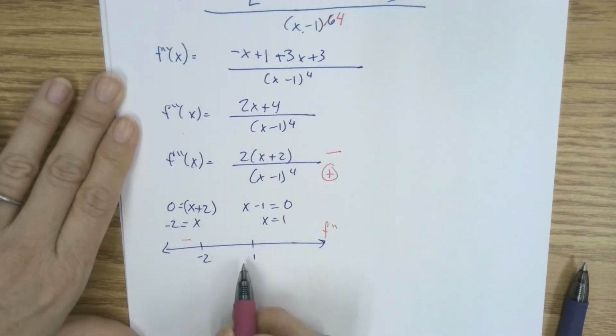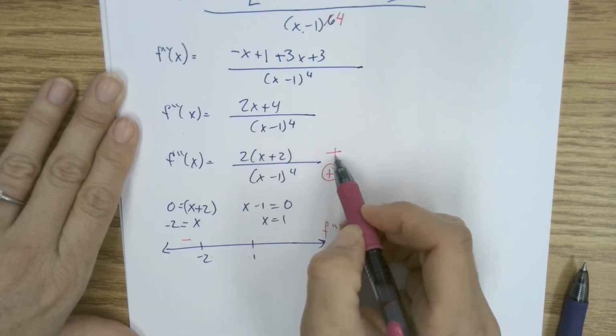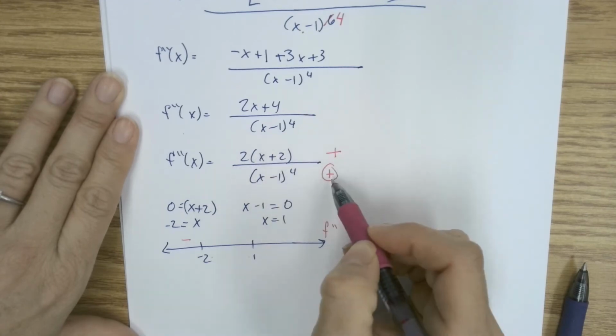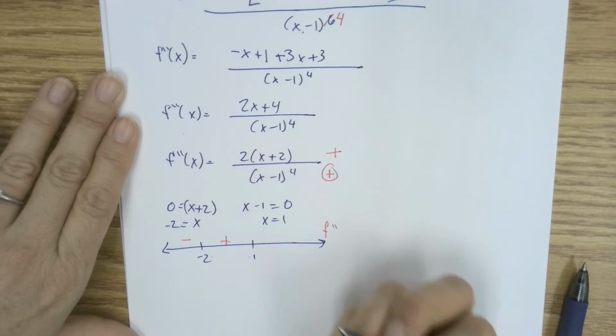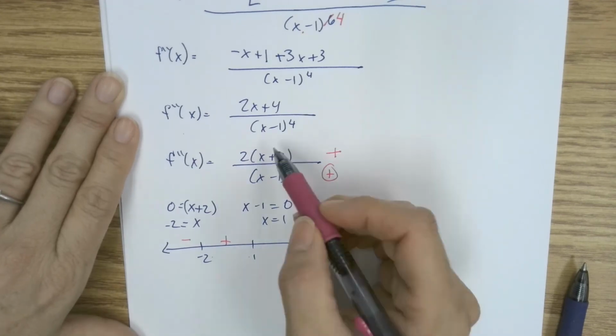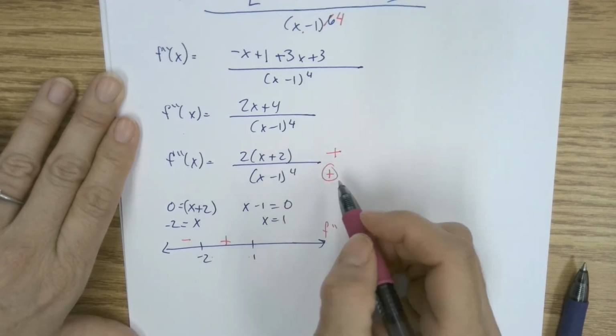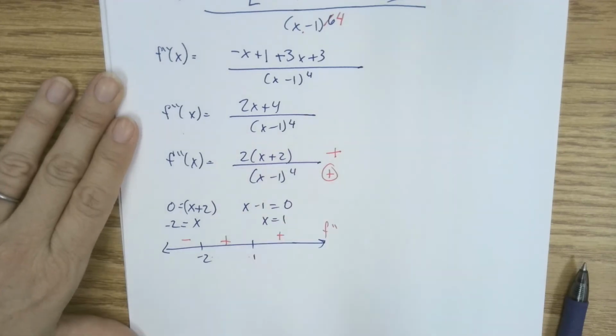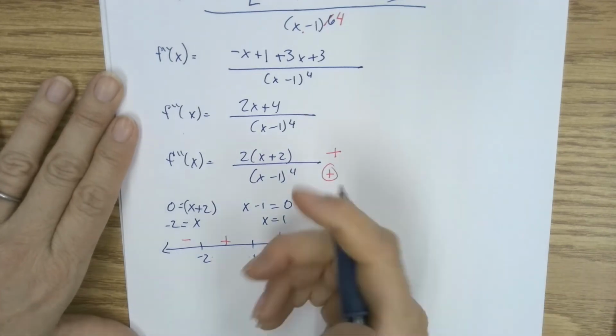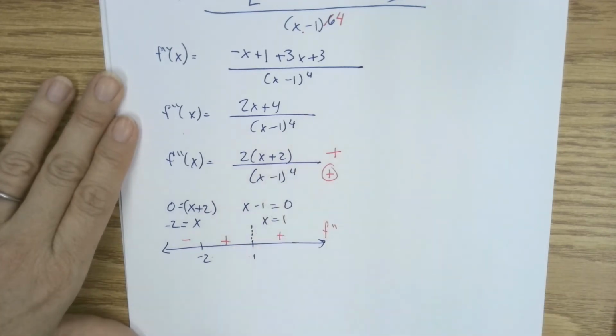Let's substitute 0 in. 0 plus 2 is positive. The denominator is going to be positive. So positive over positive is a positive. Let's substitute 2 in. 2 plus 2 is positive. 2 minus 1 is positive. So that is also a positive. You'll recall at 1, that was a vertical asymptote, by the way.